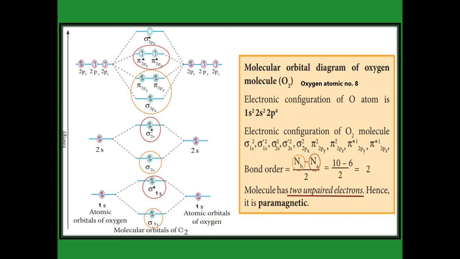Now for bond order, count the orange color bonding molecular orbitals and you get 10 electrons, and count the red color antibonding orbitals and you get 6 electrons. So 10 minus 6, divided by 2, we get 2. Bond order 2 means the molecule contains a double bond. And in pi star 2py and pi star 2pz there are unpaired electrons present, so oxygen has a paramagnetic character.